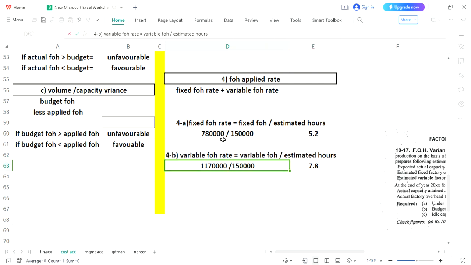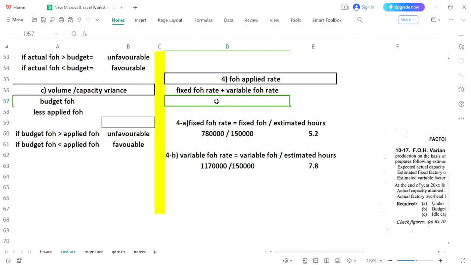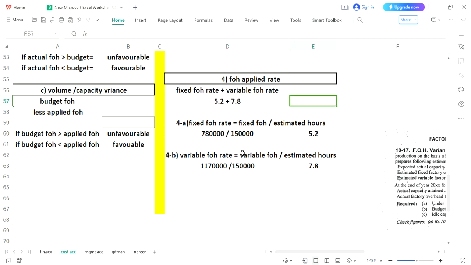You can see that the fixed FOH rate was calculated as 5.2, and the variable FOH rate was calculated as 7.8. So in place of the fixed FOH rate, you will put 5.2, which you have calculated here. Then you will have to add it. Put a plus sign, and add the variable FOH rate, which is 7.8. Put 7.8 and calculate this complete FOH applied rate by adding both.